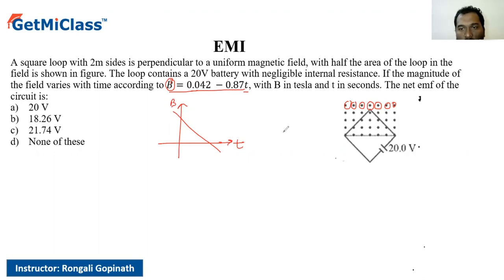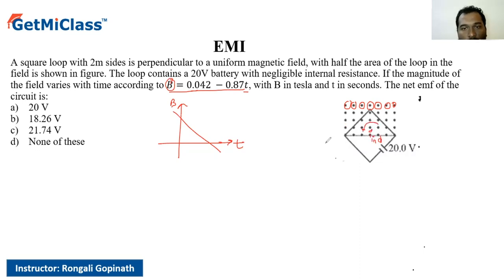If the magnetic field is decreasing, what will the induced current try to do? It will try to oppose the change. What is the change happening here? The flux is reducing when the magnetic field is out of the page. So the induced current will try to oppose it by creating a magnetic field out of the page. So the induced current should flow like this.